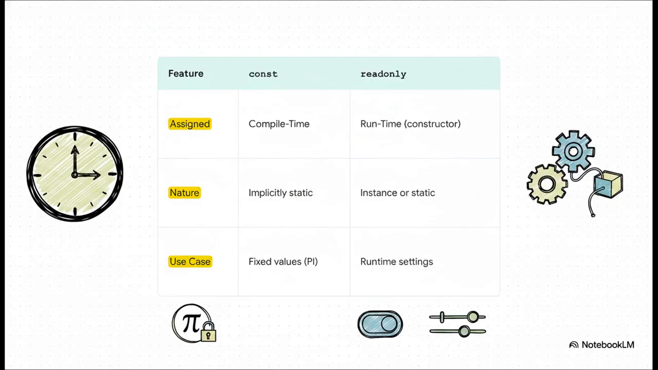And what about const versus readonly? They both make things unchangeable, right? Well, yes, but the key difference is when the value gets locked in. A const is burned in at compile time. It has to be a fixed value, like pi. A readonly field, however, can be assigned at runtime, but only once inside the constructor.